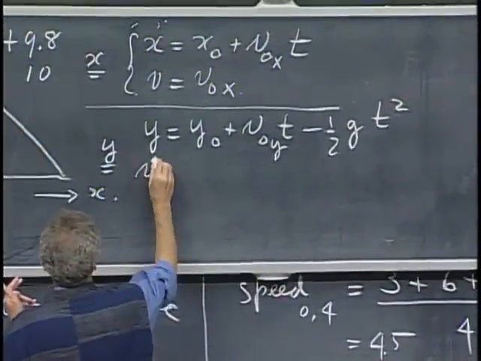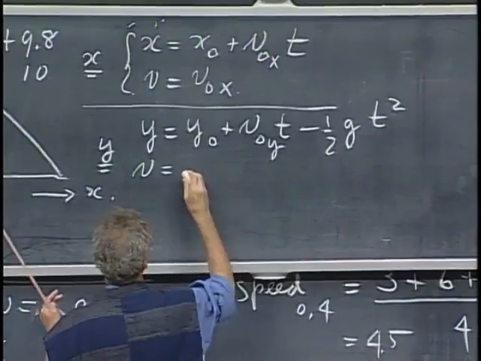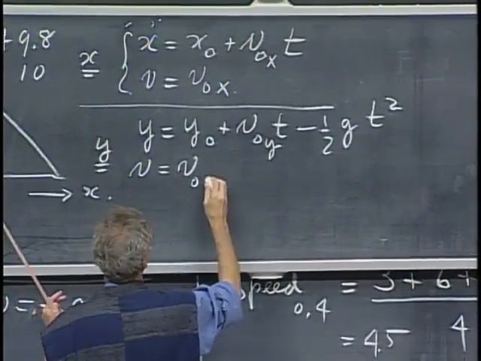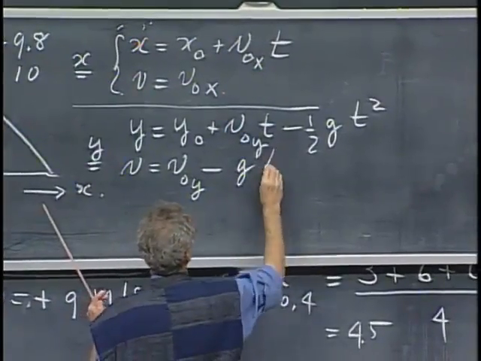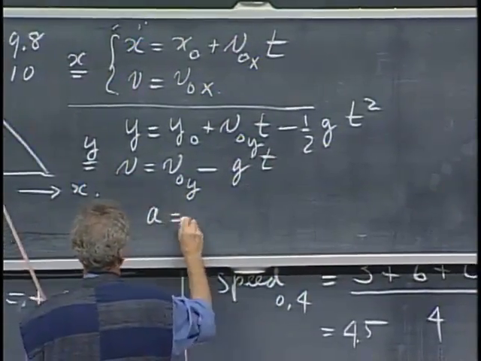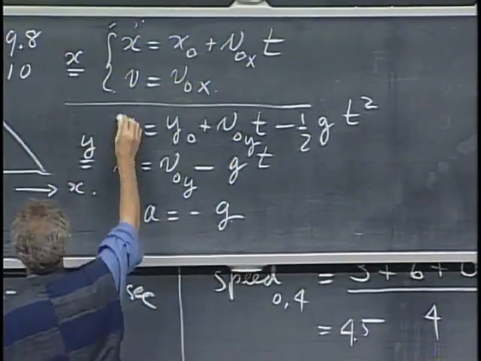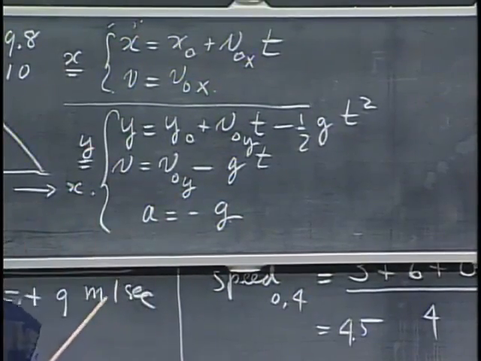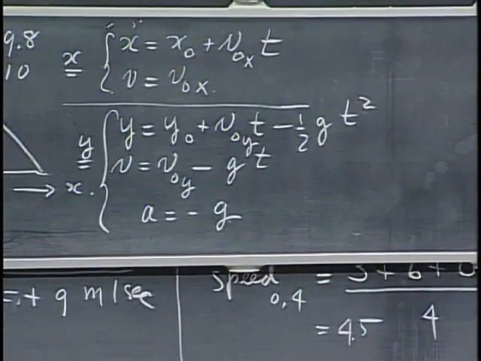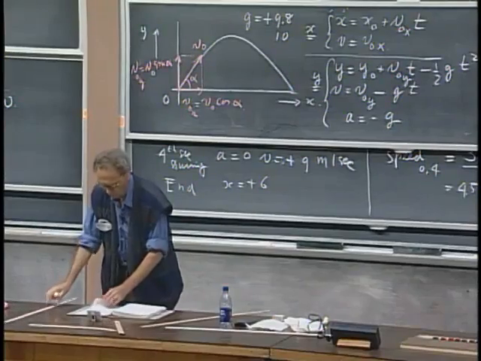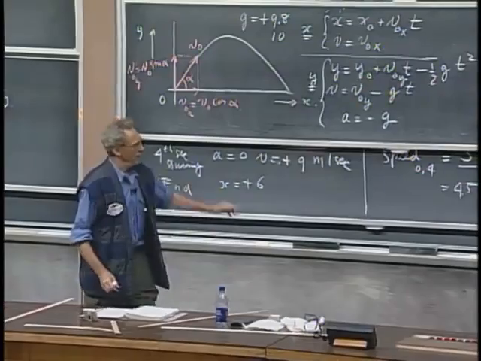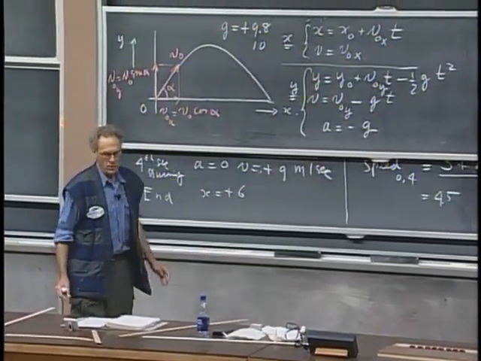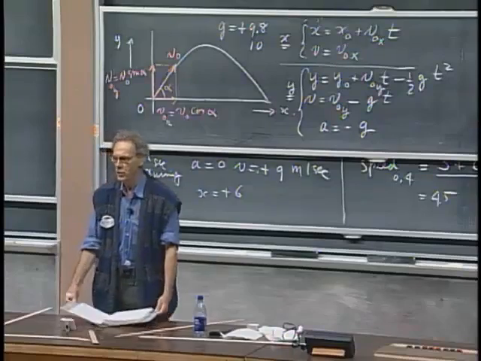Then the velocity in the y direction as a function of time would be the derivative, that is v0y minus g t, and the acceleration equals minus g. So these are the three equations that govern the motion in the y direction. This only holds if there is no air drag, no friction of any kind.